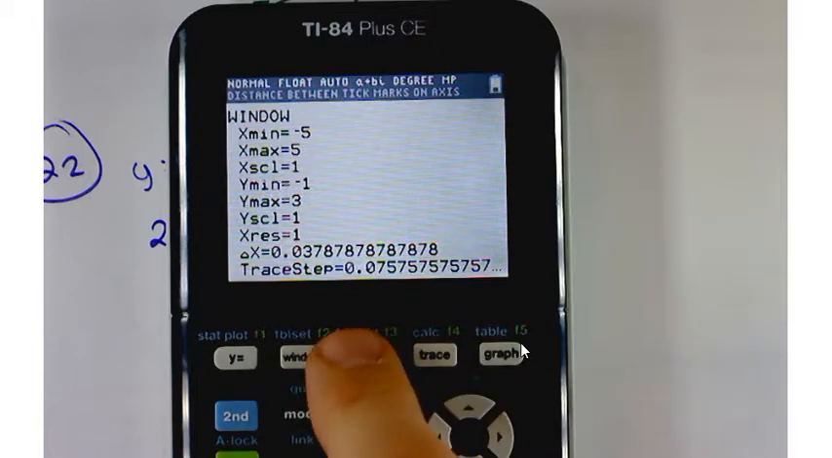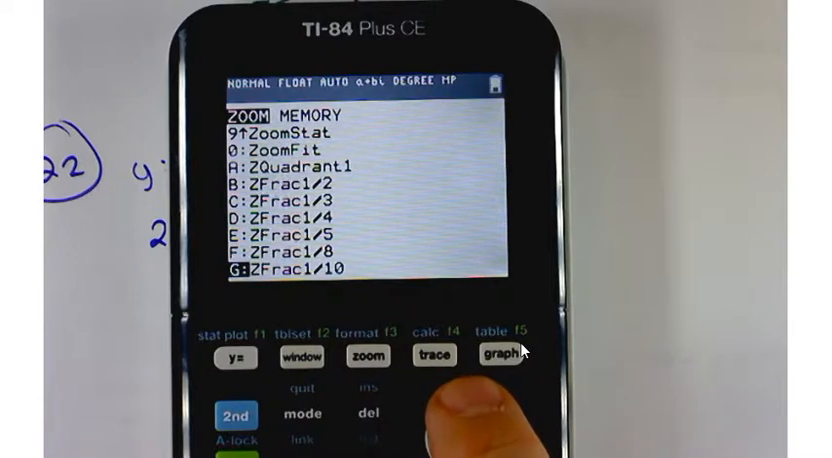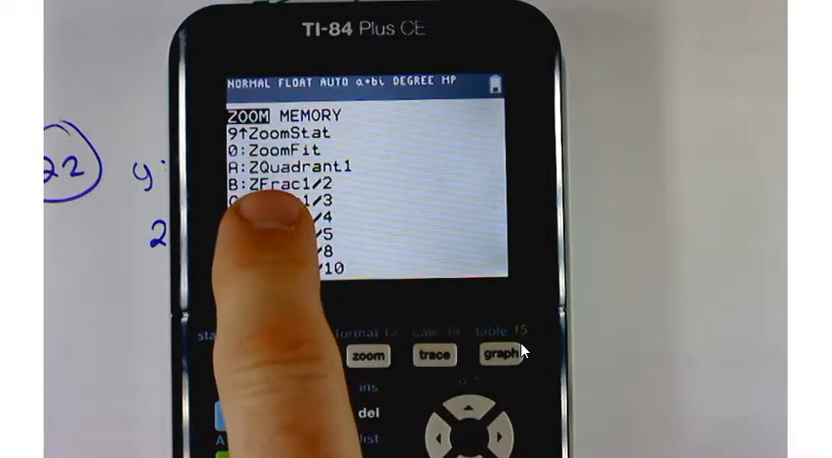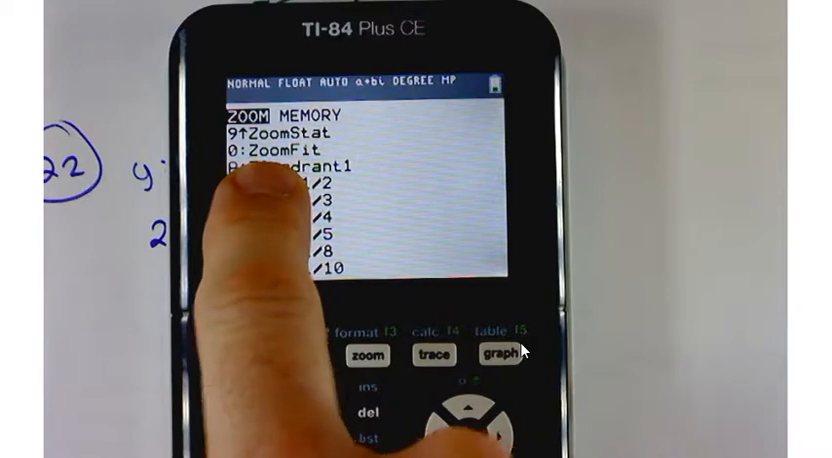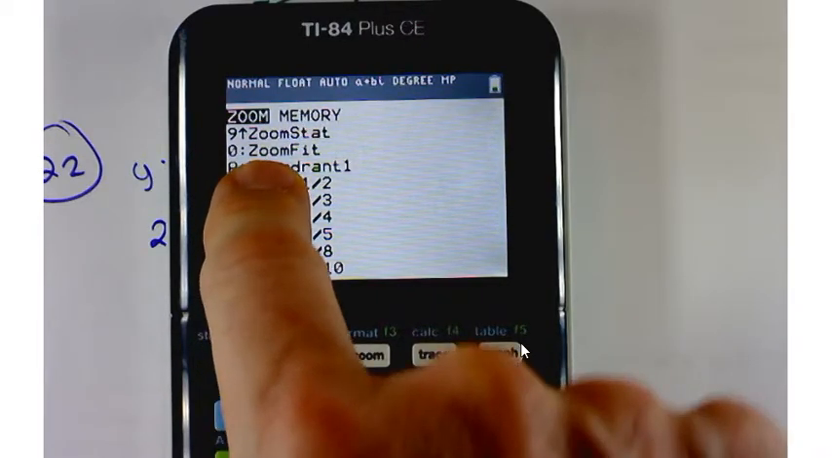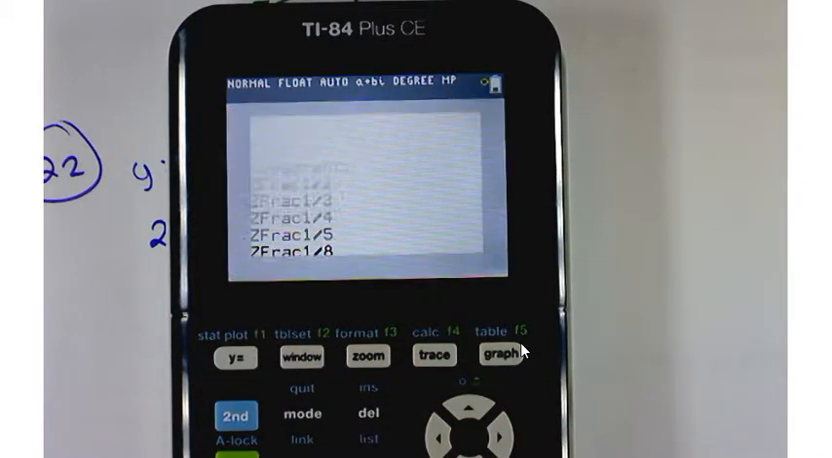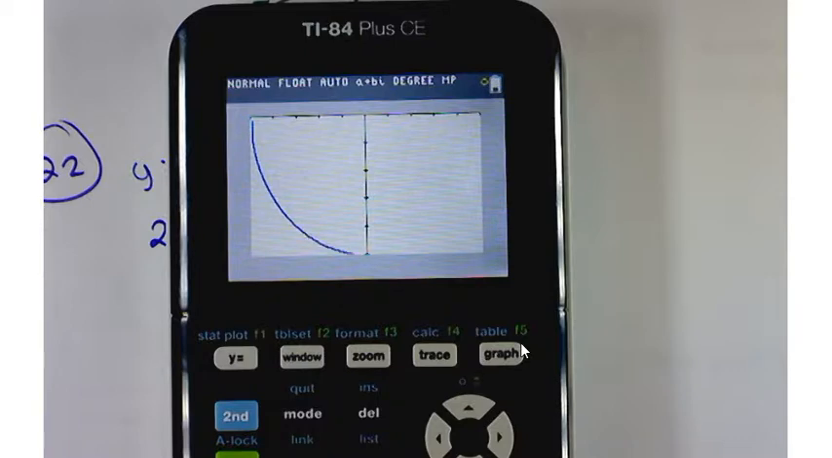Okay. So hit the zoom key, and you don't even have to see it, but I'll just show it to you. Zoom 0 is zoom fit. It's going to adjust your y-axis so that you can see all the values of y that you need for the values of x that you gave it. So hit zoom and then type 0, and you should get something that looks like this. Yay. Now, for a lot of you, that might look kind of like a parabola or something like that. It's really not. But the zoom fit is a good key to use.